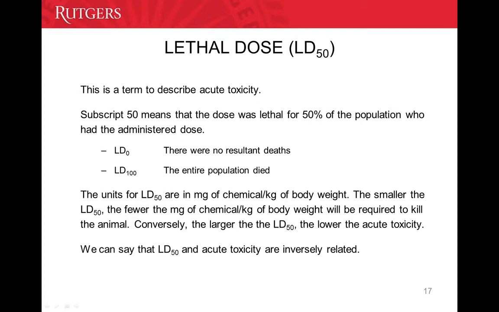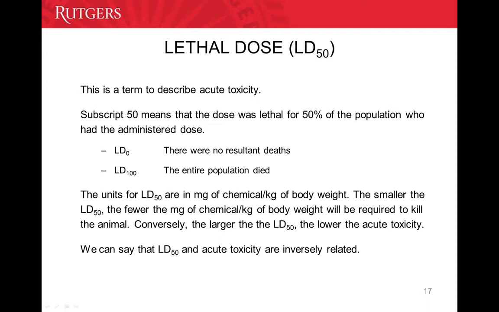In LD0, there would be no deaths, and in LD100, there would be 100% kill. If we were trying to design a chemical where we were looking for its efficacy to kill 100% of a pest problem, for instance, or to be effective to wipe out a particular kind of bacteria or virus, then the LD100 would be a really important number for us to get a total kill.